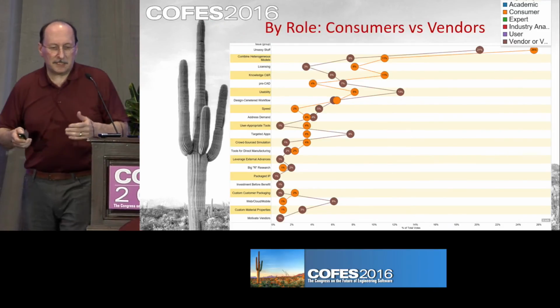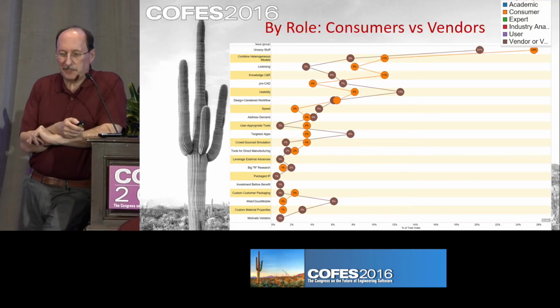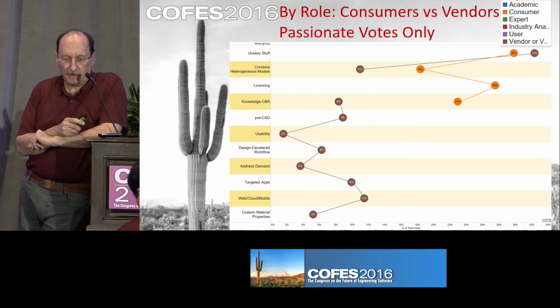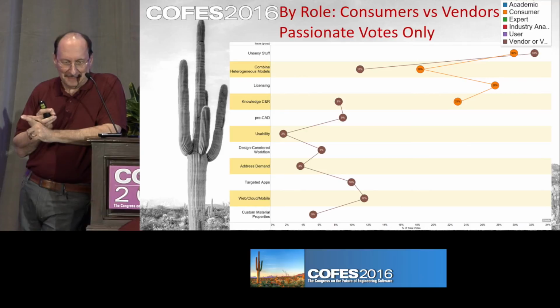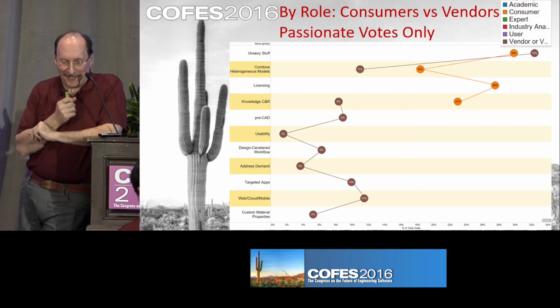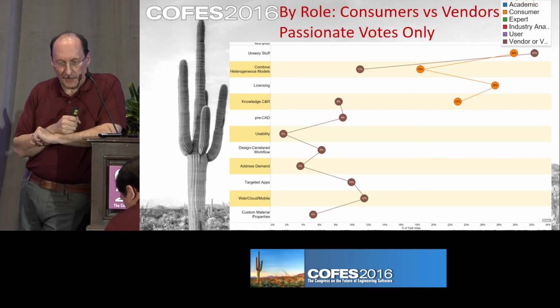So this is the slide that we saw a second ago on consumers versus vendors. But now let's look at those that are passionate about what they're doing. And we can see that those that are consuming the information are passionate about the unsexy stuff, about combining heterogeneous models, about licensing, and about knowledge capture and reuse. And while the vendors have some of those, although not passionate at all about licensing, I can't imagine why, there is a disconnect there.